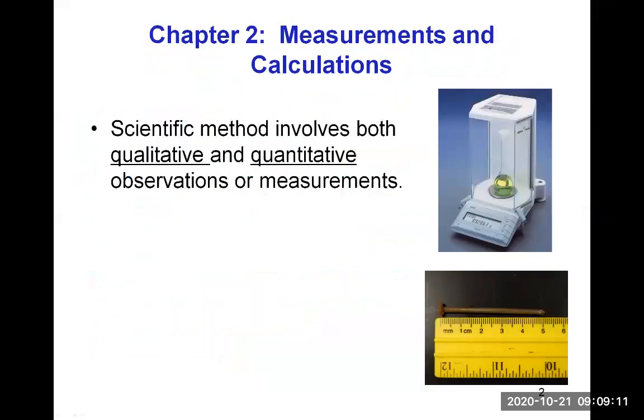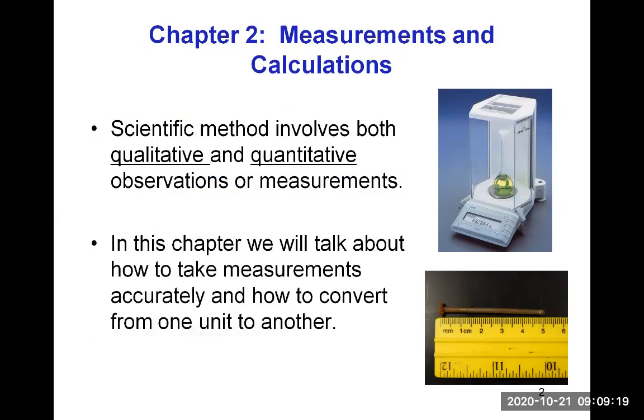So the scientific method involves both qualitative and quantitative observations or measurements. We learned that in chapter 1. And in this chapter, we will talk about how to make measurements accurately and how to convert from one unit to another.